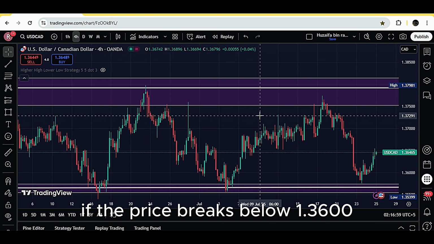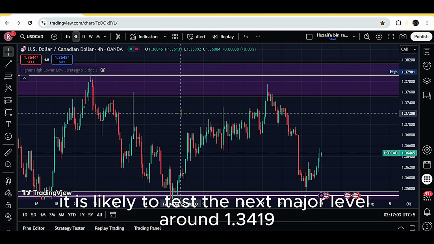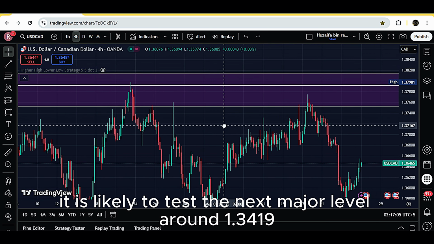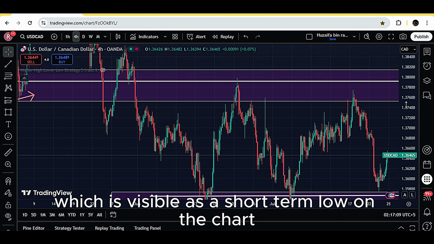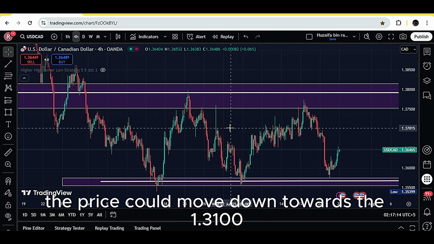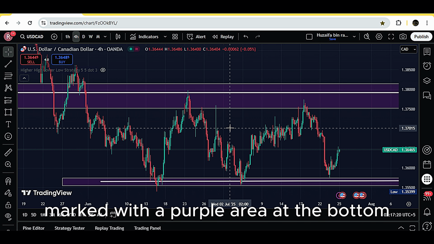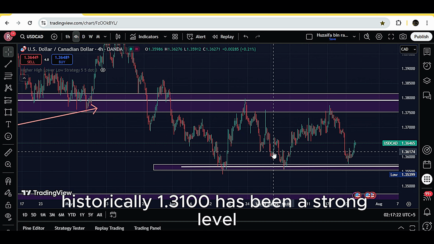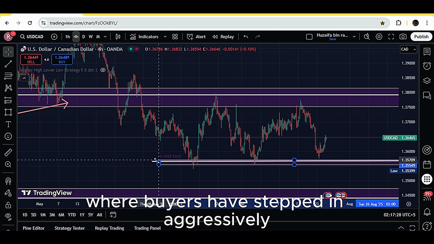If the price breaks below 1.3600, it is likely to test the next major level around 1.3419, which is visible as a short-term low on the chart. If this low fails, the price could move down towards the 1.3100 major support zone, which we can see marked with a purple area at the bottom. Historically, 1.3100 has been a strong level where buyers have stepped in aggressively.